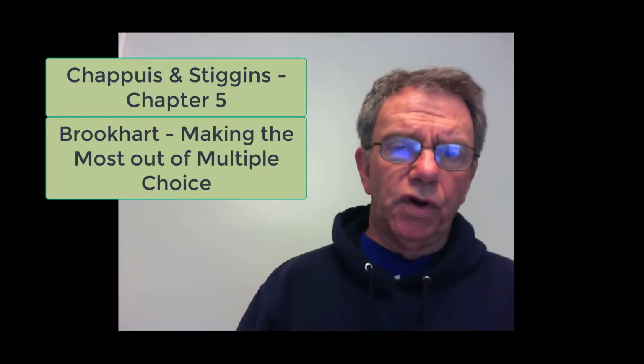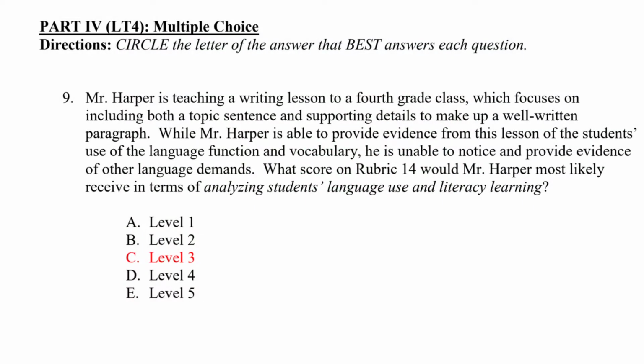One thing to avoid is creating a scenario and using the exact language of the rubric. I want you to take notice of this exemplar. I'm going to scroll down to the first question. The person writes that Mr. Harper is able to provide evidence from this lesson of the student's use of the language function and vocabulary. That's right from the rubric. That's the language of the rubric. He is unable to notice and provide evidence of other language demands.